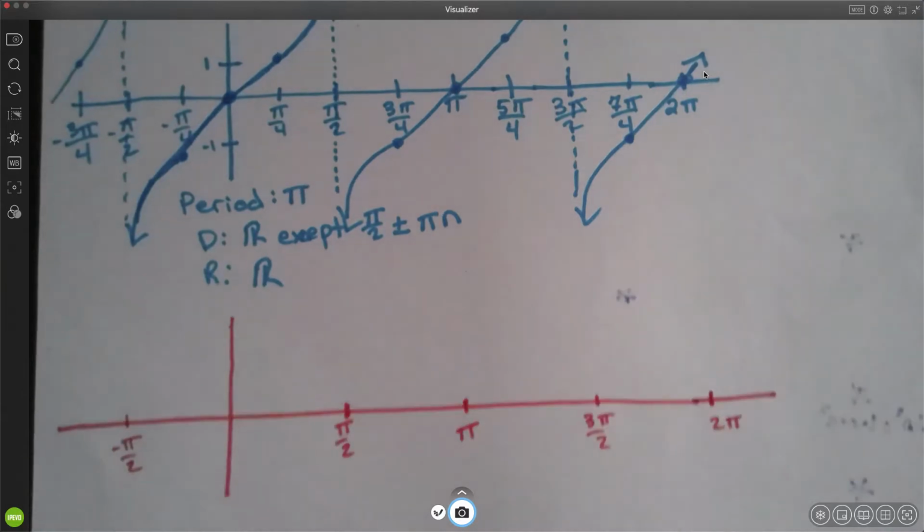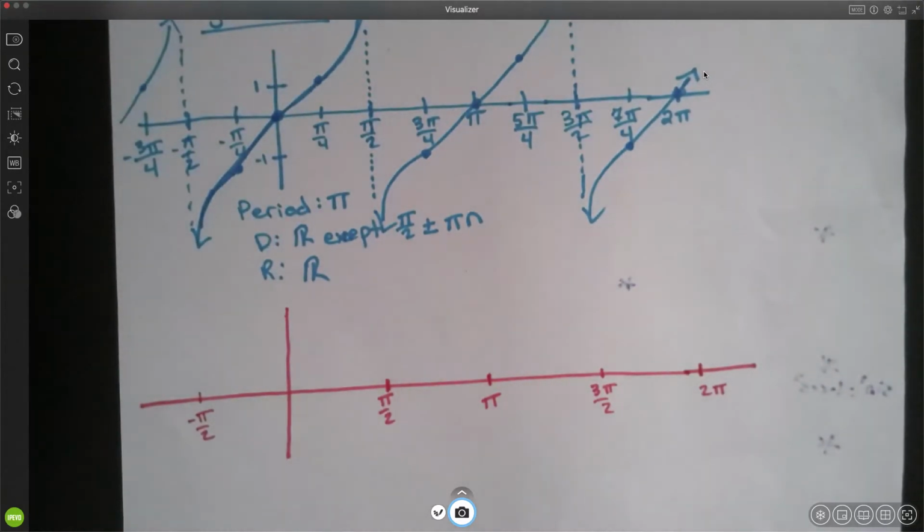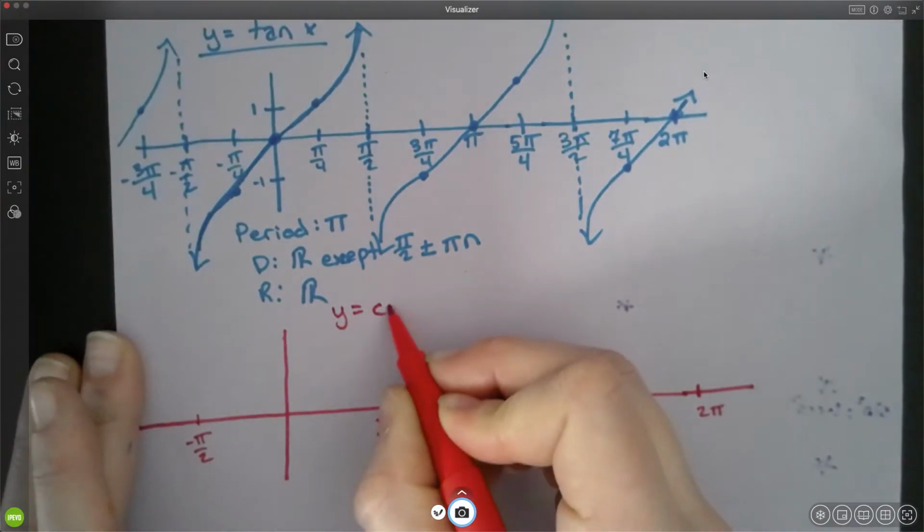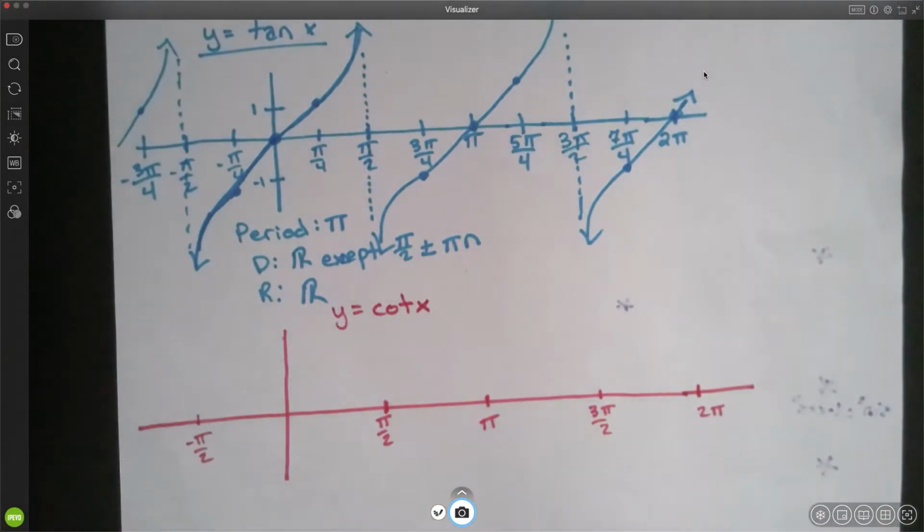Okay, then we can compare tangent and cotangent. All right, so this is y equals cotangent of x. When you're graphing cotangent, don't graph tangent first. If they say graph cosecant, by all means graph sine first. If they say secant, by all means graph cosine first. But if they say cotangent, just graph cotangent. Because it is a little bit different than tangent.